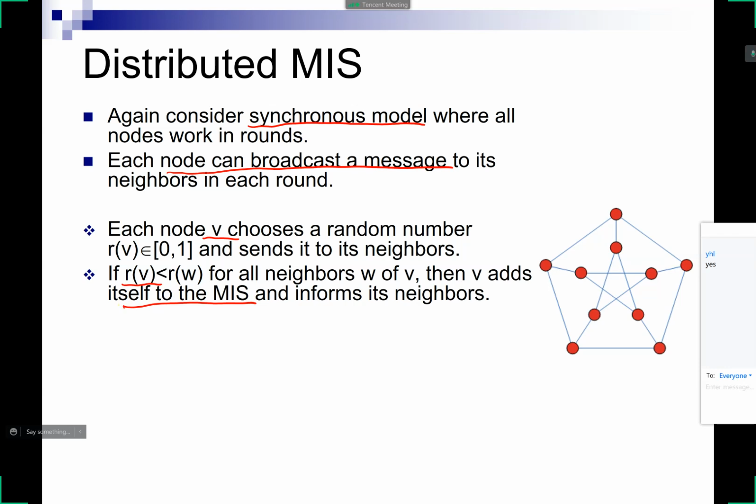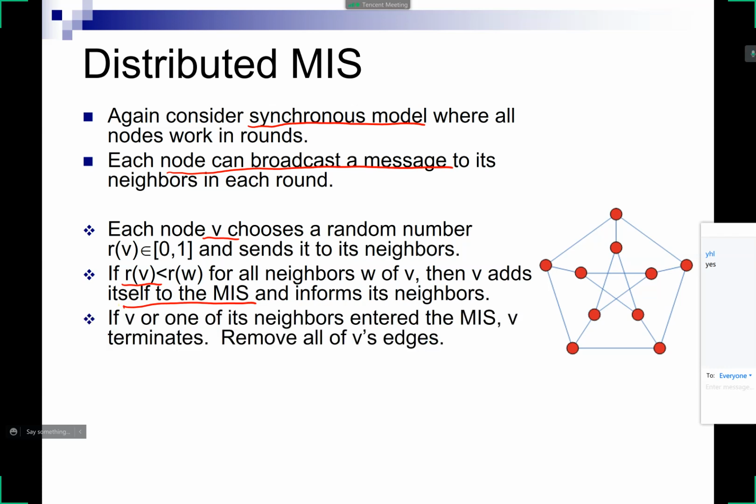And then after that, if either V or one of its neighbors entered the MIS, for example, if V has a minimum value, it's going to enter the MIS. But V is also going to tell all its neighbors that V entered the MIS. So therefore, if either you have the minimum value, or if one of your neighbors said that they have the minimum value, then you're going to terminate.